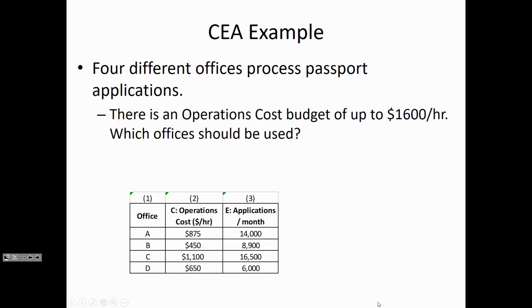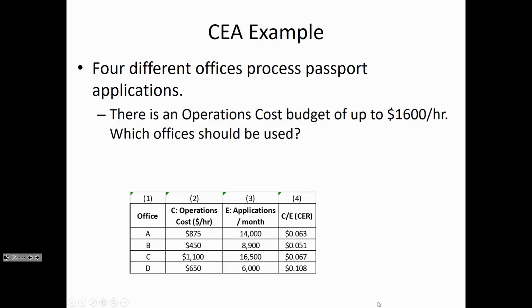Now at first glance it may look like Office C is the best because it's processing the most applications per month. But they also have the highest operational costs. So we don't yet have it compared on an apples to apples basis where we can see who's doing the best work. It's here in column 4, where we calculate costs relative to effectiveness, that we can start to see the picture a little more clearly. Once we calculate that, it looks like whoever has the lowest C to E ratio is Office B.